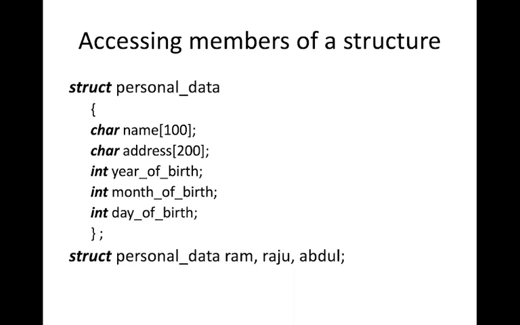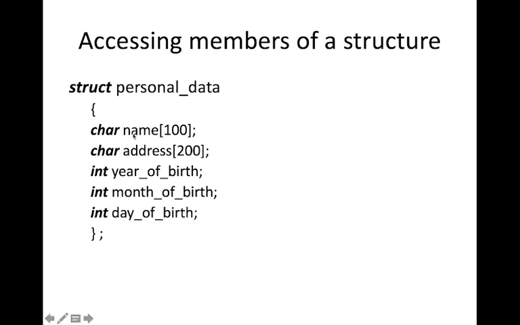And this is another example. Okay, this is another example. So we are declaring a structure personal data which has a character array for name, another character array to store address, then an integer year of birth, month of birth, then another int day of birth. So year of birth maybe 1980, then month maybe November, then day of birth maybe 10, like that. We are not using any structure variables here, and we are declaring structure variables separately: struct personal data Ram, Raju and Abdul. So Ram, Raju and Abdul are structure type variables of personal data.